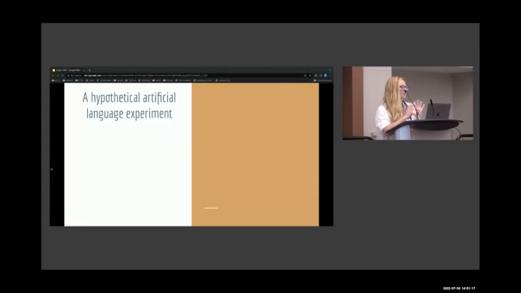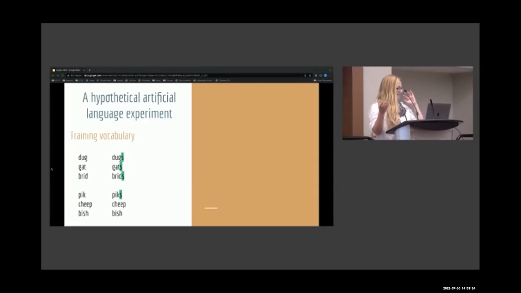So we'll look at this through the lens of a hypothetical artificial language learning experiment. Let's imagine we have some training vocabulary for speakers where on the left is the set of nouns in the singular, and then on the right-hand column we have the set of nouns in their plural inflected form. An artificial language learning study might train participants on this sort of vocabulary and then give them a series of novel items at test time and ask them to produce the plural form to see how they generalize.